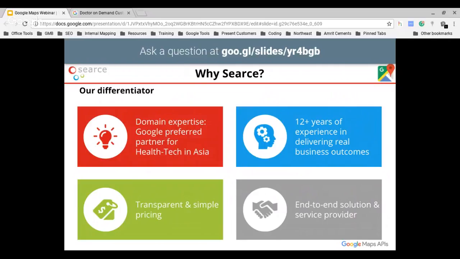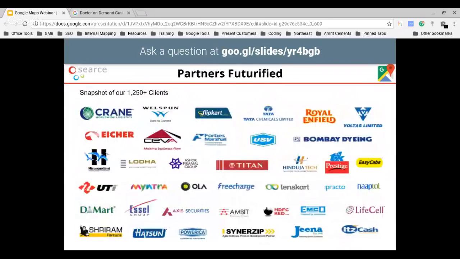We have 12 plus years of experience, like we already discussed, and transparent and simple pricing. We are an end to end service and solutions provider for you, right? And this is a list of Sears customers that we have futurified. This is a snapshot of 1250 plus clients that we have. It includes the likes of Fracto, Ola, Myntra, DMart, Aisha, you name it, we worked with them, right? Royal Enfield, Flipkart.